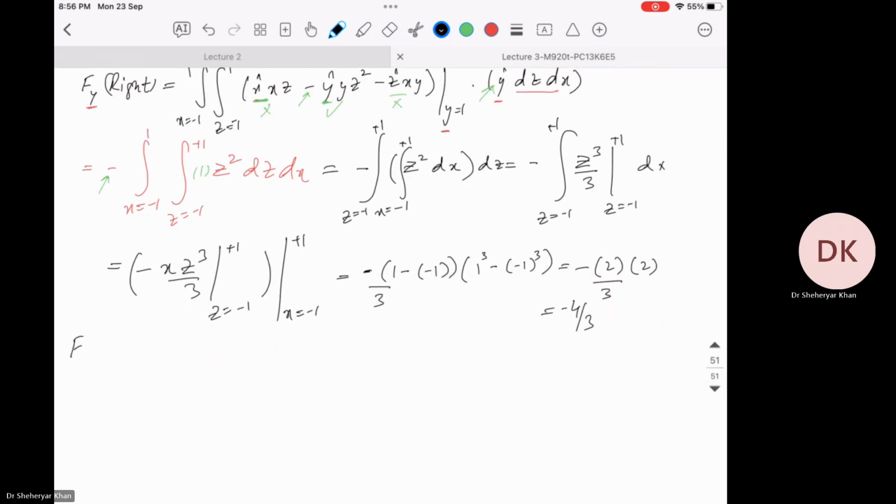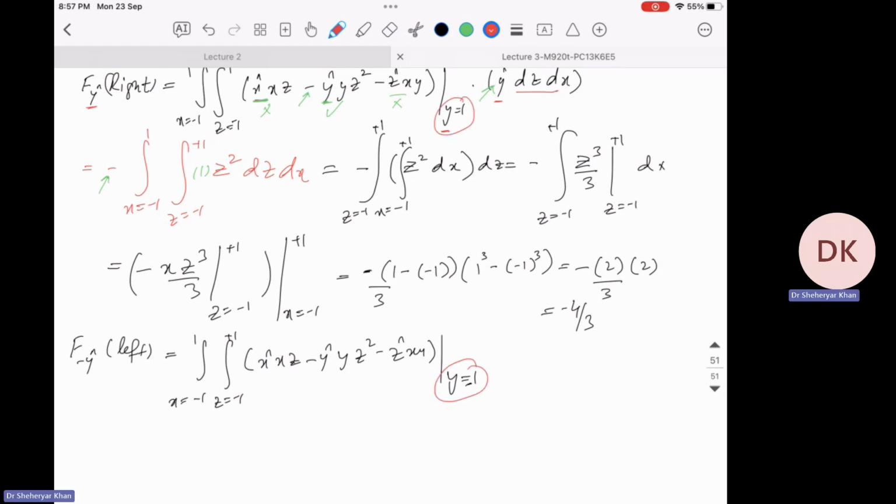Now we will do F minus y. That one is the right part. Now we will solve the left part. We have the same. Remember, previously y is equal to plus 1. Now we have y is equal to minus 1.